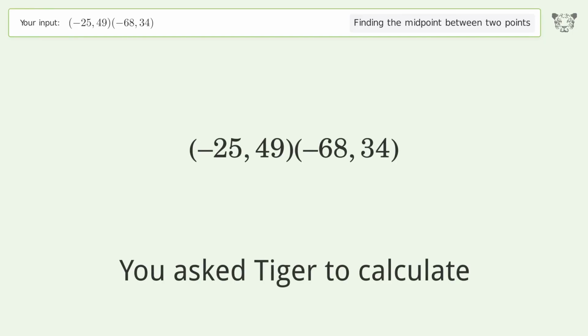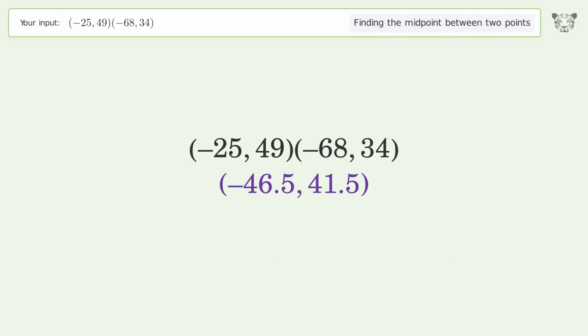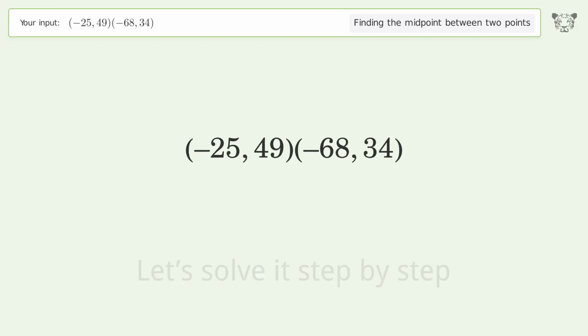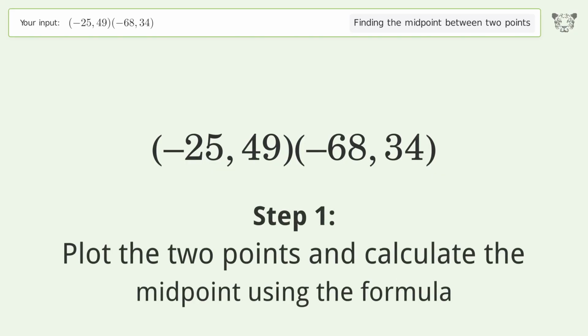You ask Tiger to calculate. This deals with finding the midpoint between 2 points. The midpoint between the 2 points is negative 46.5, 41.5. Let's solve it step by step. Plot the 2 points and calculate the midpoint using the formula.